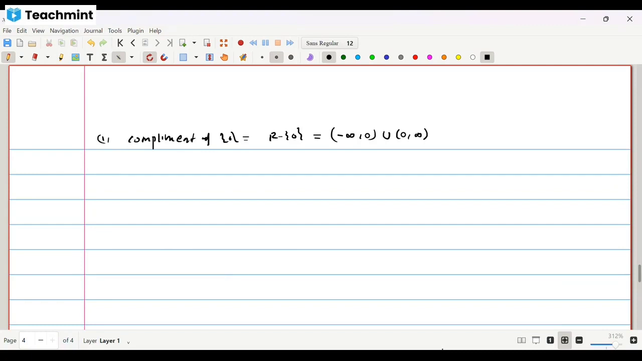Is it connected? No, sir. R minus 0 is not connected. So this is the disconnection, right? These are open sets, not connected sets, and their intersection is empty. Therefore, it is disconnected.